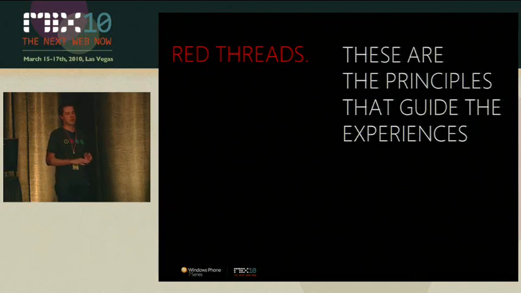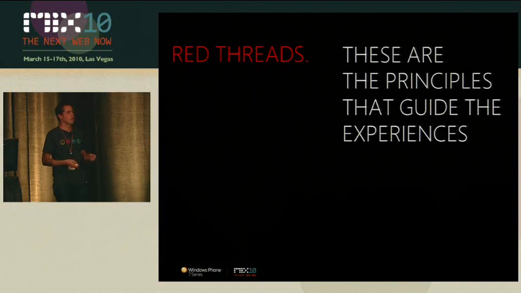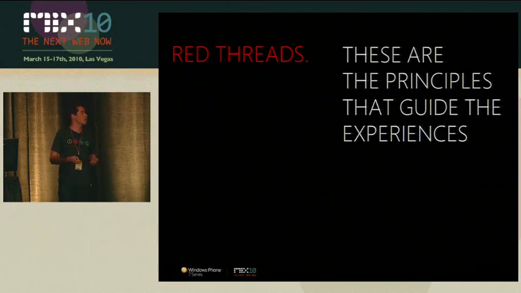Then the next red thread that we're focusing on is relevant. So your phone provides relevant information to you. Your phone provides information that is relevant to your location. Your phone provides information that is relevant to your connections, to your social network, and so on. The third red thread is connected. Connected is all about being connected to the cloud, connected to your social network, but at the same time connected to other devices.